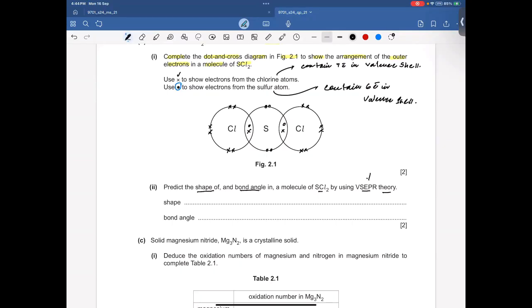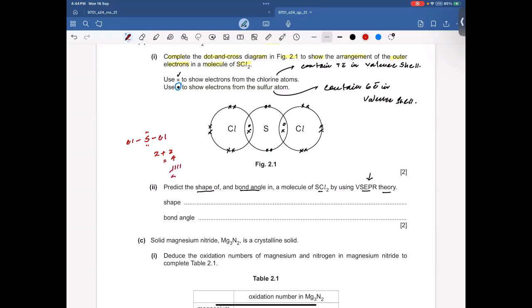VSEPR is the valence shell electron pair repulsion model or theory, which we have done extensively in chemical bonding. So, guys, let me show you the diagram. This is SCl2. Now, this molecule has 2 lone pairs and 2 single bonds. So 2 lone pairs and 2 single bonds give you 4. Let me draw the 4 lines.